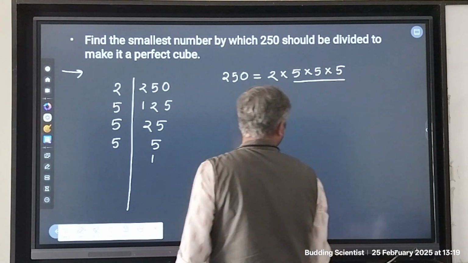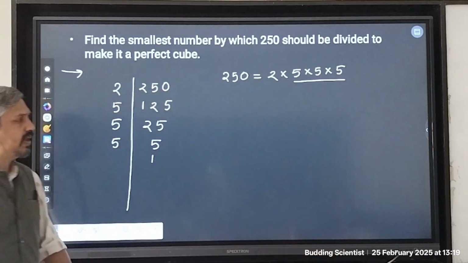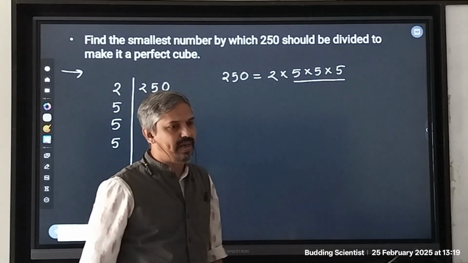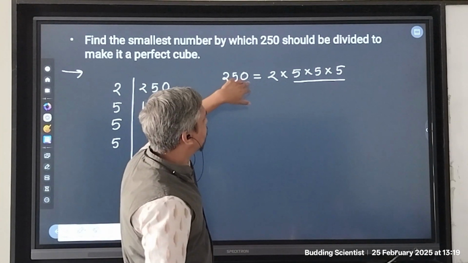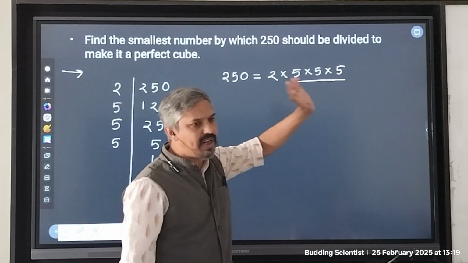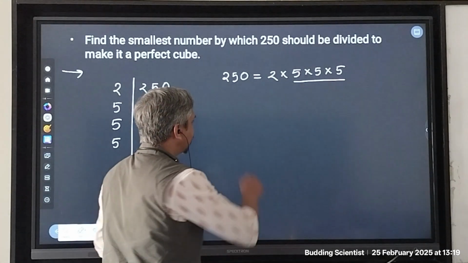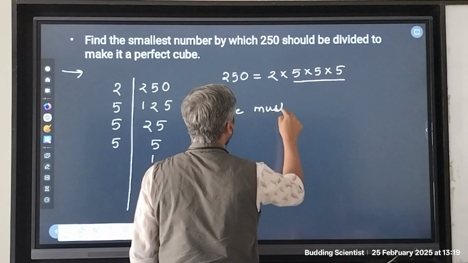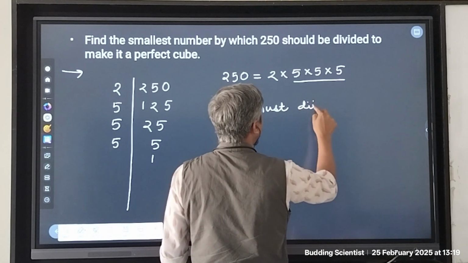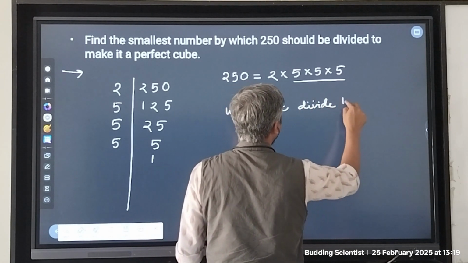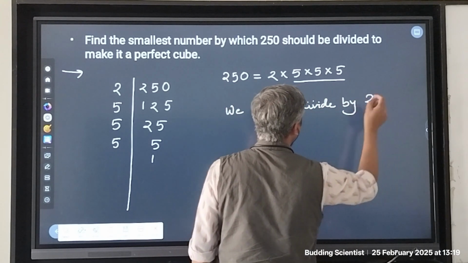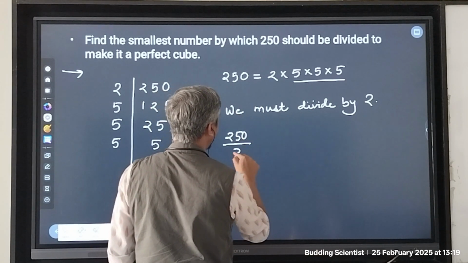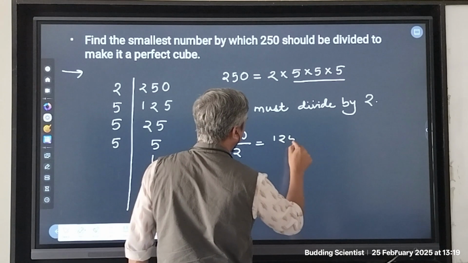This is a triplet. It's a standard available triplet. Only 2 is the odd one which is not a triplet. So if we divide by 2, then only the triplet will remain, so it will be a perfect cube. So we must divide by 2. And if you divide by 2, you get 250 upon 2 is equal to 125.